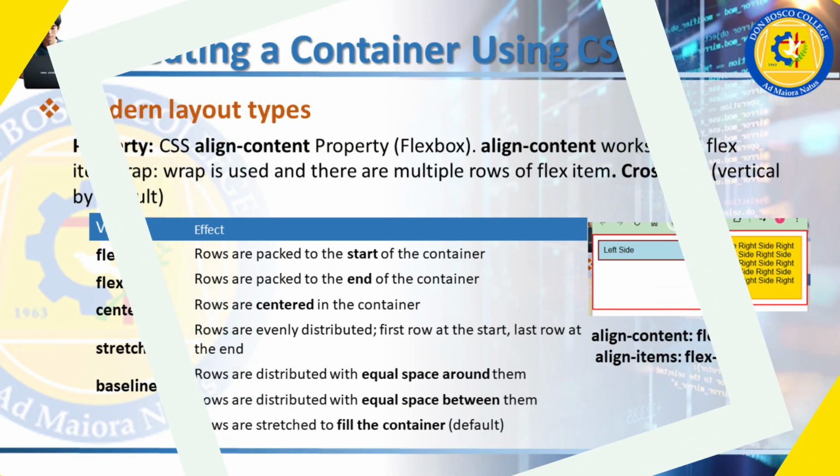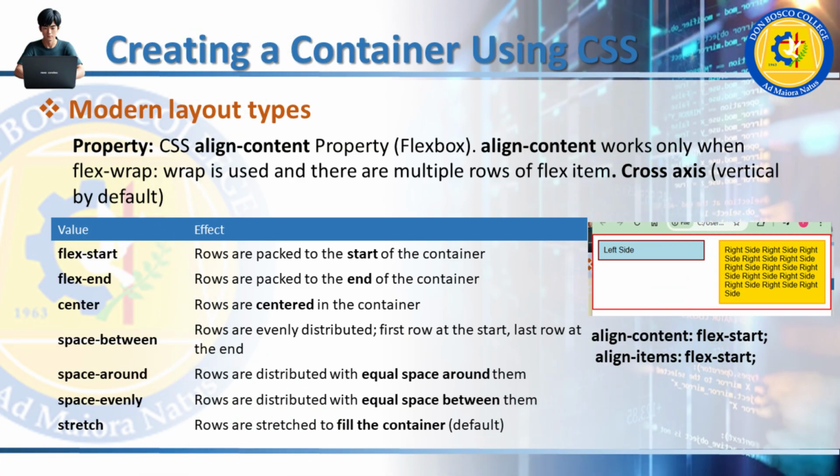Let us proceed to the next property, Align Content. The Align Content property works only when FlexWrap wrap is used and there are multiple rows of Flex items. By default, the cross-axis is vertical. When set to Flex Start, the rows are packed at the start of the container, while Flex End packs the rows at the end. The center value centers the rows within the container.